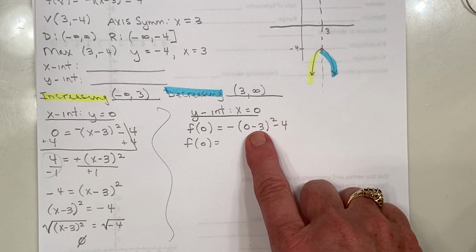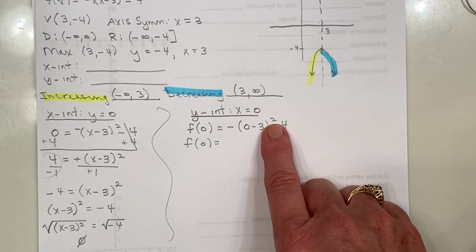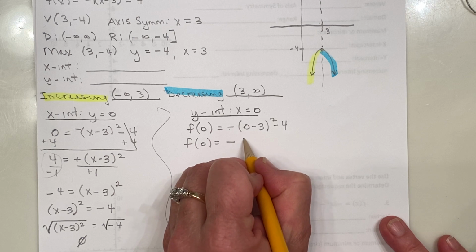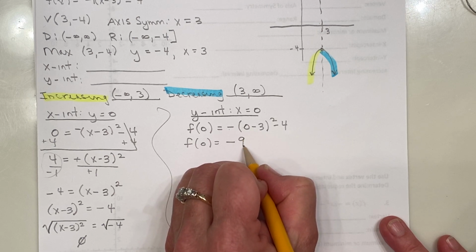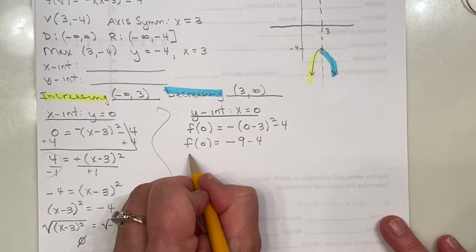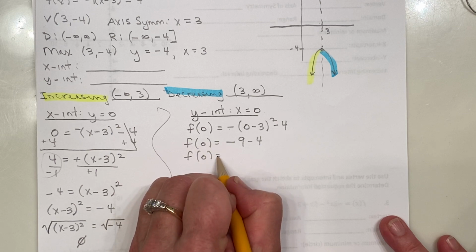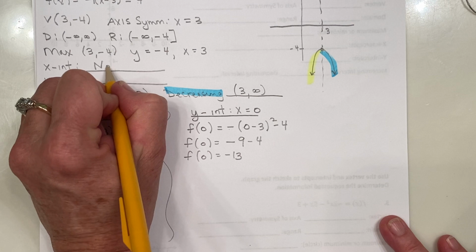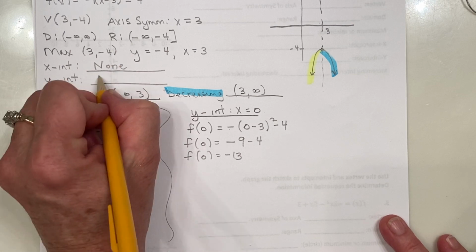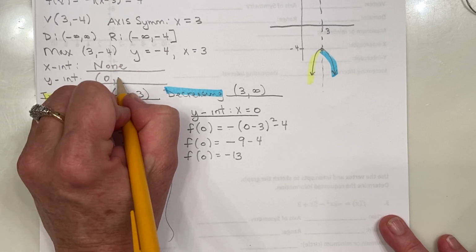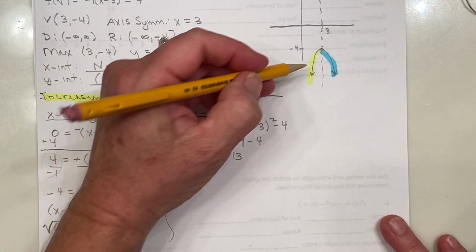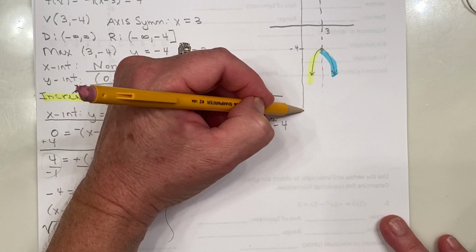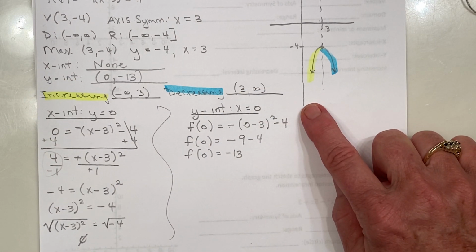We don't distribute that negative inside. We have to do the power first. So that negative comes down. This will be -3 squared, which makes that 9, and then -4. So this becomes -13. So we have no x-intercepts, and we have a y-intercept at x is 0 and y is -13. And that makes sense, because if I were to extend this y-axis, then eventually I'm going to cut through the y-axis at -13.